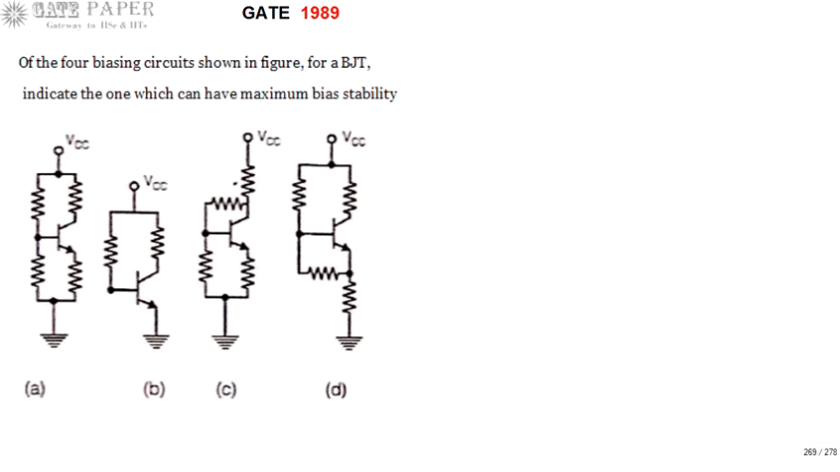First we will go through the importance of biasing, later we will discuss which circuit is going to provide maximum stability. The right answer for this question is A. We'll see it. So let us assume you buy a transistor from the market.